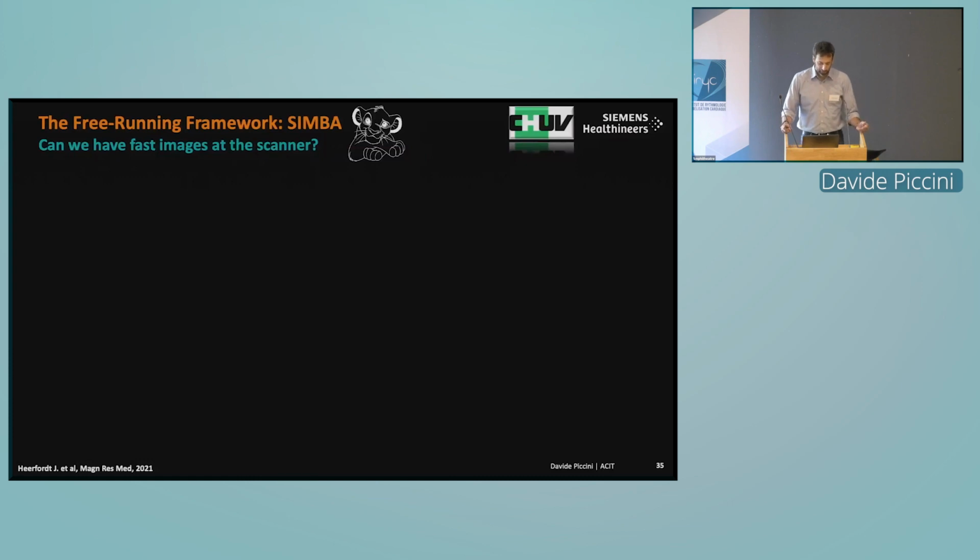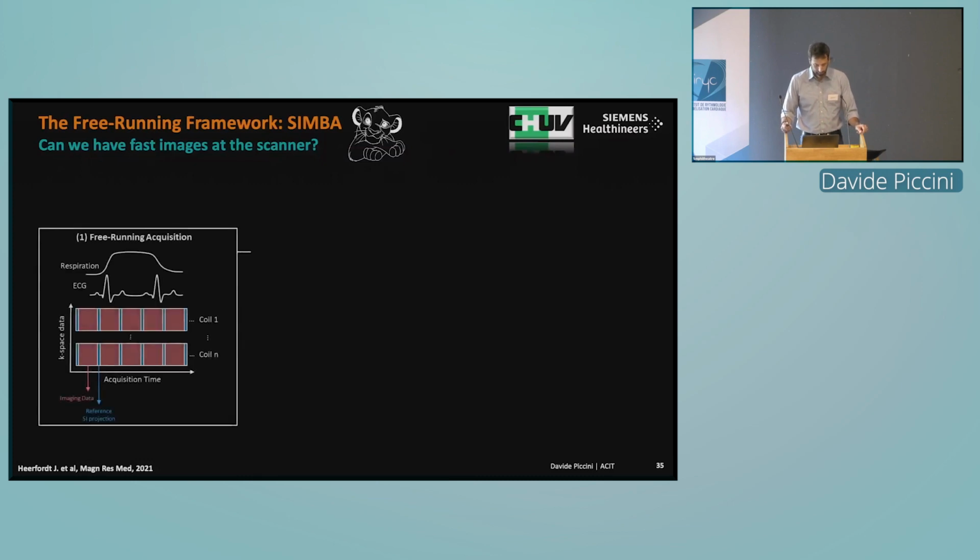So one of the questions we asked is, can we have everything? Can we also have some fast reconstruction at the scanner? And this is the idea behind Simba. These slides were given to me by Ludovica. The idea is that you have this free-running acquisition, as I showed you before. You have these superior inferior projections that you use to extract physiology.